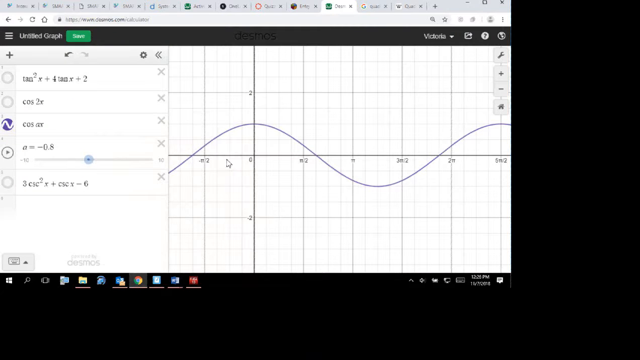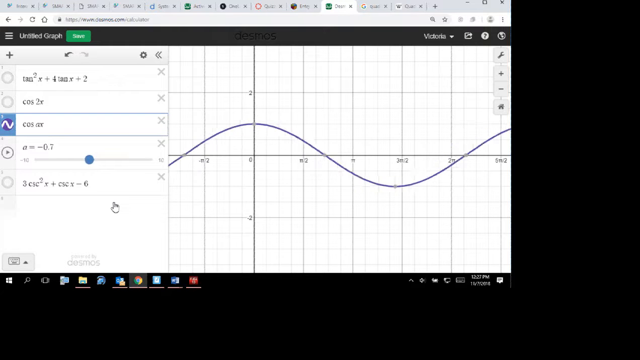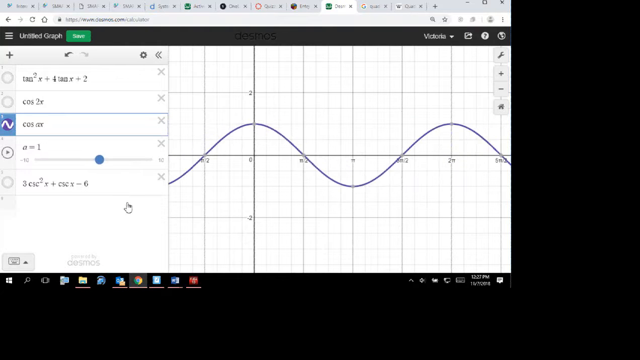Okay, so right before lunch, we were looking at the solutions from 0 to 2 pi for cosine x. And then on your paper, it says, let's figure it out for cosine 2x. So for cosine x, there are 2 solutions. This is just the parent function. There are 2 places where cosine is 0.